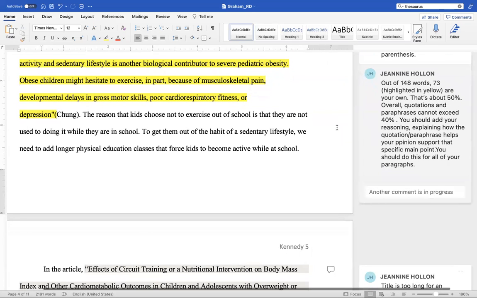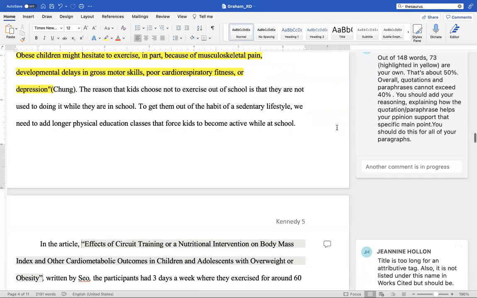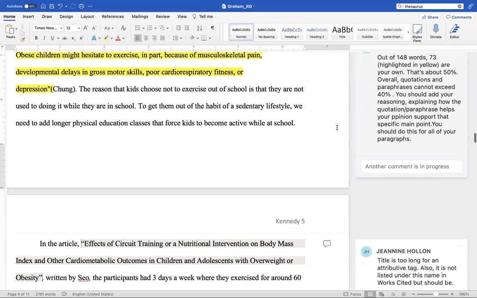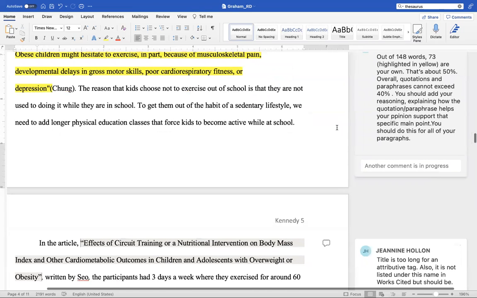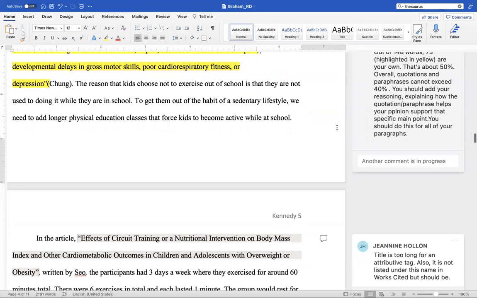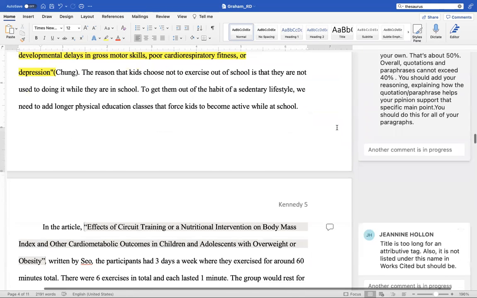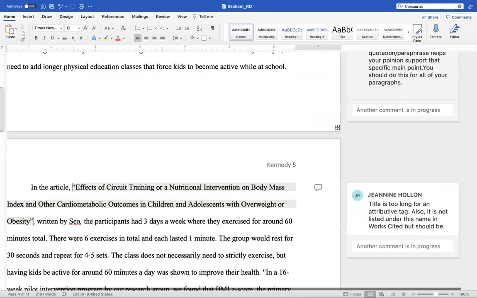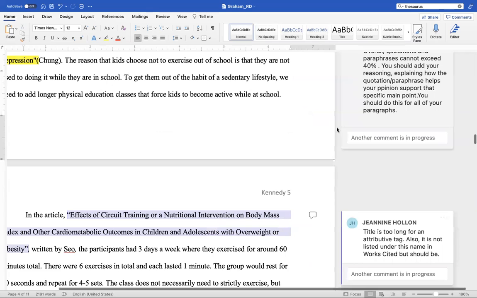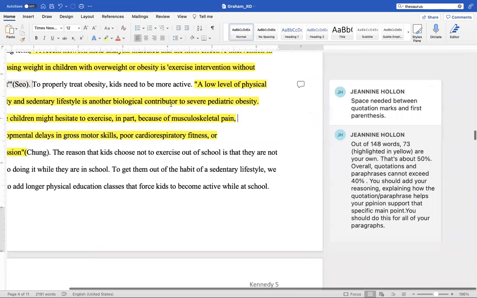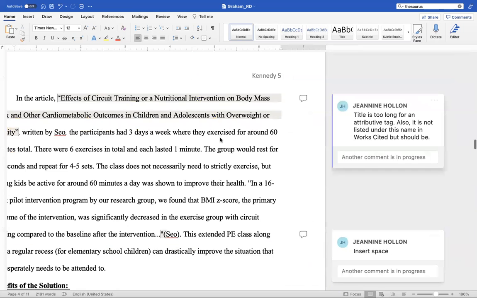not answering questions like, so what, and what do these sources, what do these experts support in my paragraphs. So watch that. You need to have more of your reasoning in here.